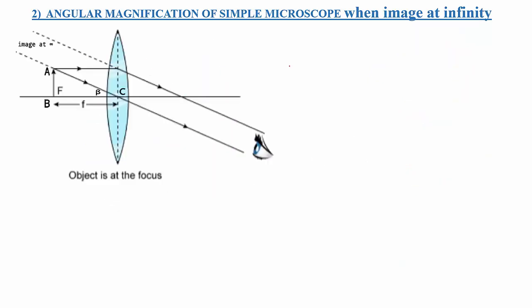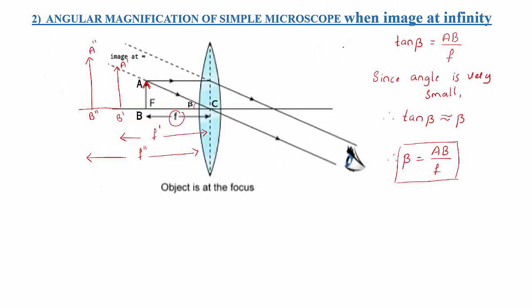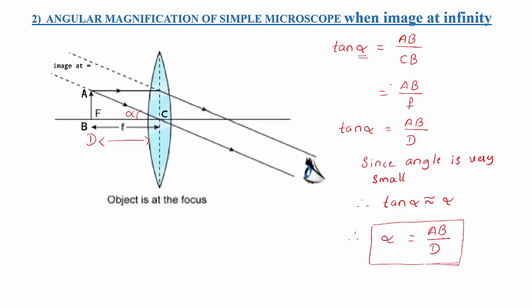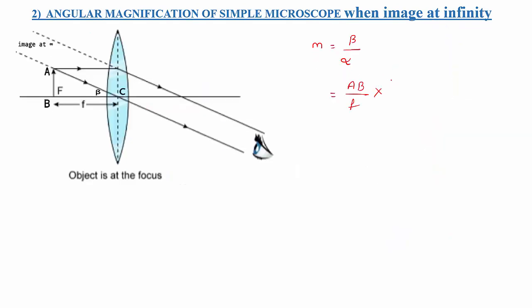Now we can use the equation. Angular magnification is given by m equals beta divided by alpha. Now substitute the values of beta and alpha. Beta is AB divided by F, into alpha value, which is AB divided by D. Let us write it as D divided by AB. Here AB will get cancelled. So the angular magnification we got is m equals D divided by F.